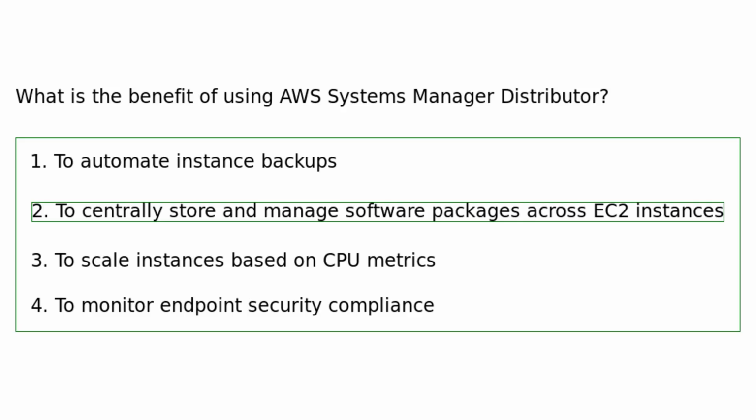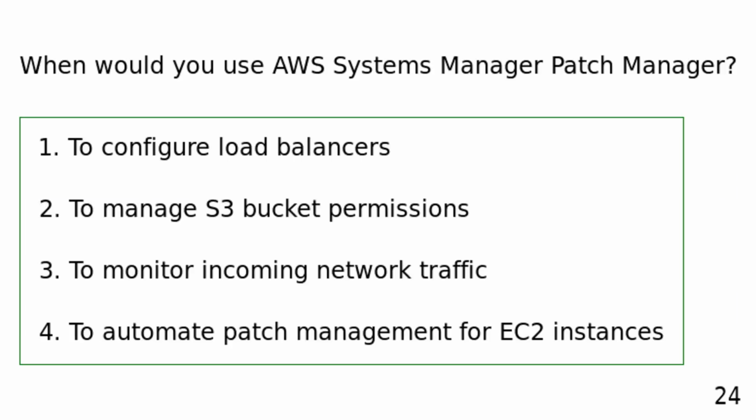AWS Systems Manager Distributor allows you to centrally store and manage software packages across EC2 instances, making it easier to distribute and install software updates and patches across your infrastructure. When would you use AWS Systems Manager Patch Manager? To configure load balancers. To manage S3 bucket permissions. To monitor incoming network traffic. To automate patch management for EC2 instances.